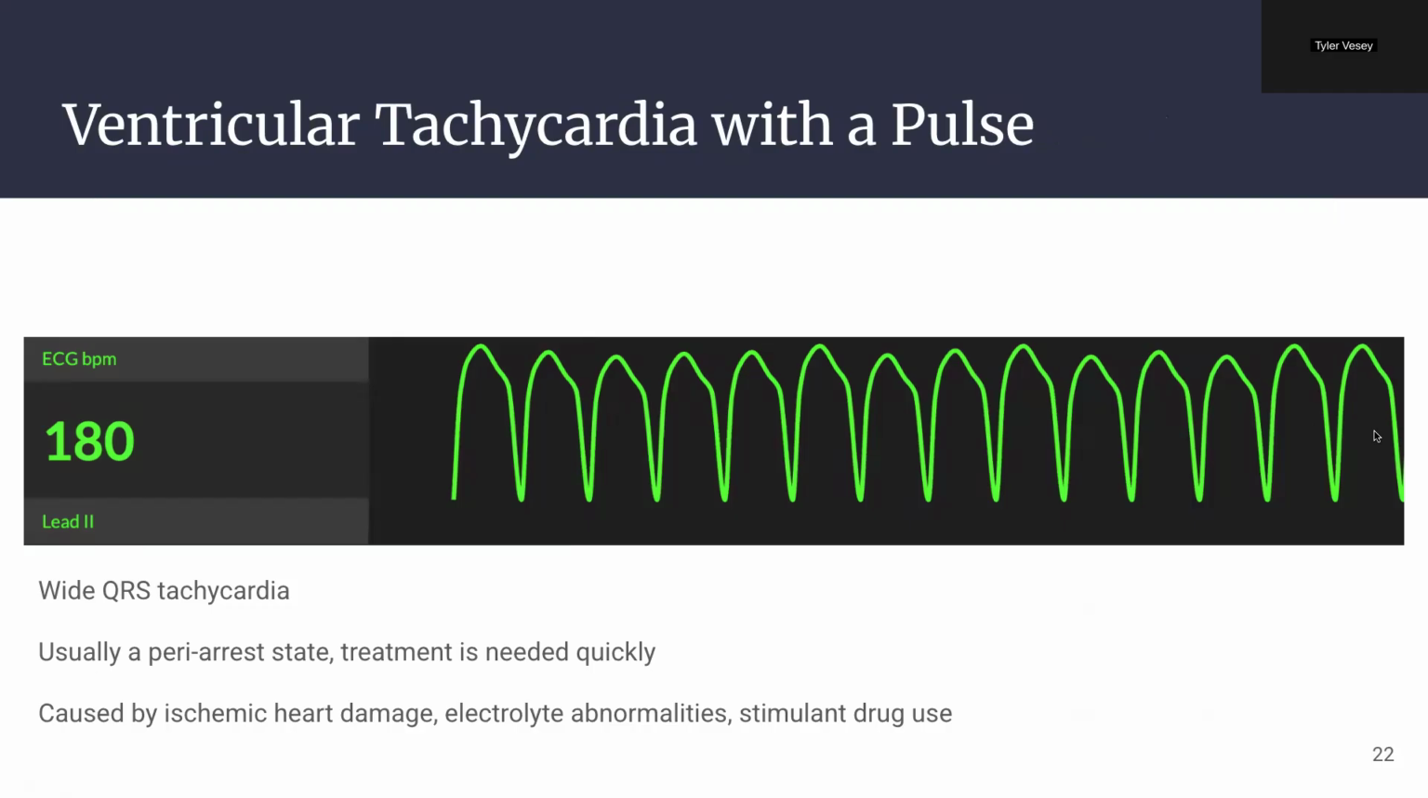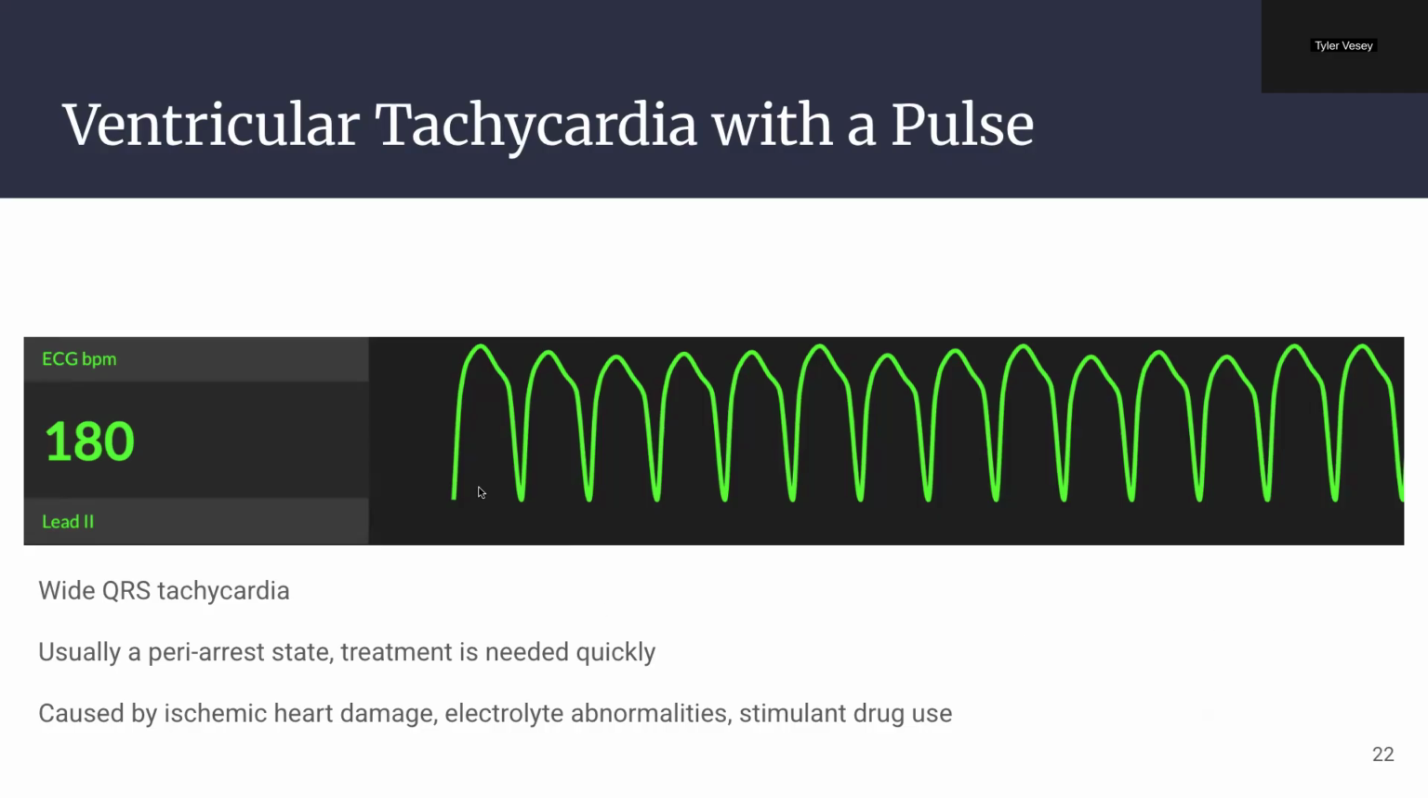The last rhythm we're going to go over is ventricular tachycardia or VTAC with a pulse. We're only going to go over the monomorphic. We're not going to really touch into torsades. It's not super common to be a rhythm that produces a pulse. And if it is producing a pulse, it's probably not going to do it for very long. You just know that you're going to go to your mag sulfate very early in that cardiac arrest. It's usually an electrolyte abnormality.